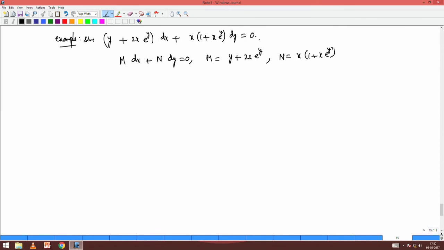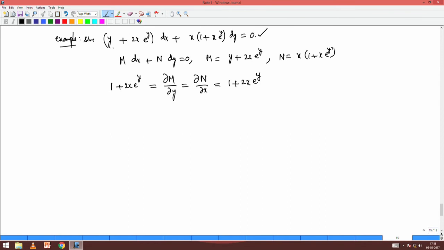If this is an exact equation, I know that the necessary condition will give me dou m by dou y equal to dou n by dou x. What is dou m by dou y? It's simply 1 plus 2x e power y. What is dou n by dou x? 1 plus 2x e power y. Both are the same. Necessary condition. If this is satisfied, that is, clearly it is satisfied for these functions m and n, I know that the equation is also exact, the converse is also true.